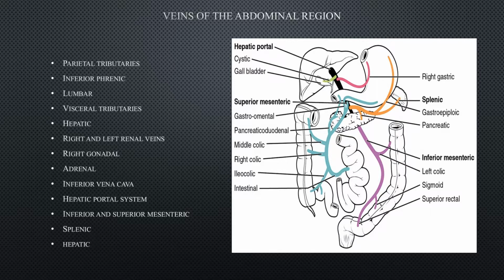The hepatic portal system of veins will serve to drain the organs of digestion and the abdomen. This system will include the inferior mesenteric vein, and drain the last half of the large intestine. The superior mesenteric vein comes from the small intestines and the first half of the large.